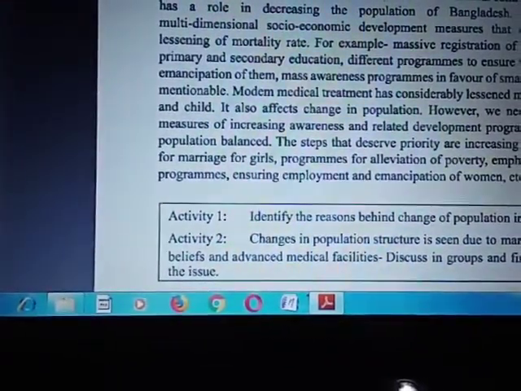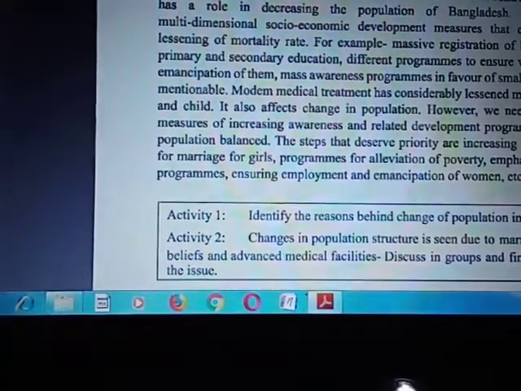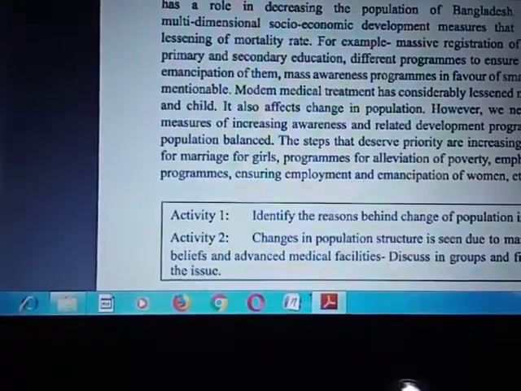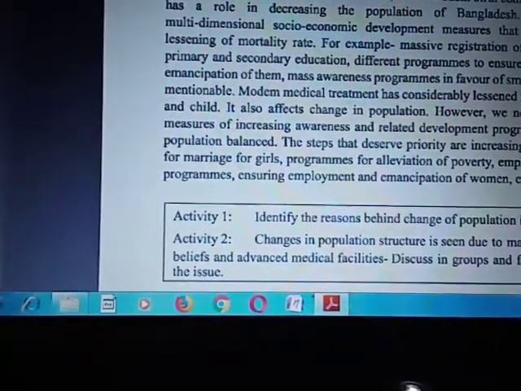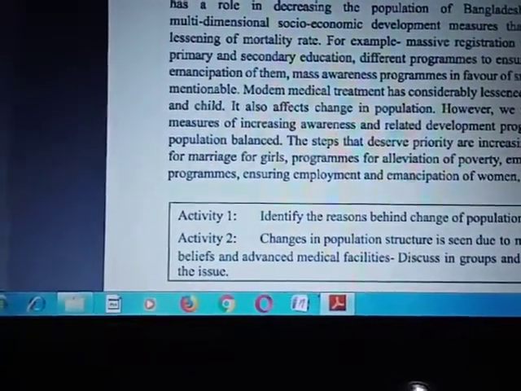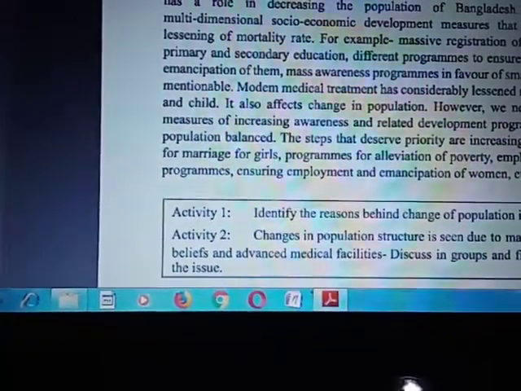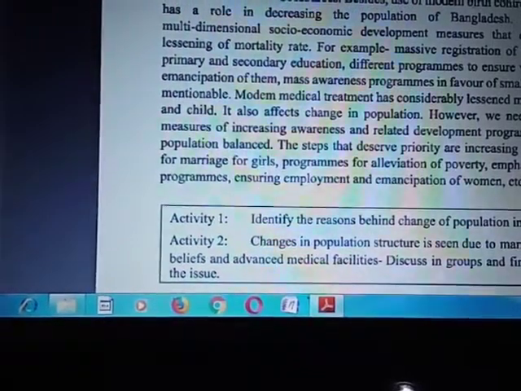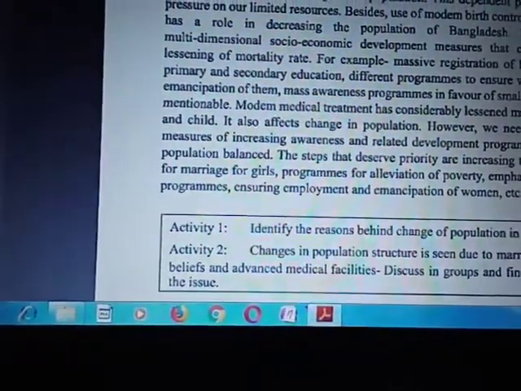developing country, and Bangladesh lies in the third world and Indian subcontinent. Use of modern birth control procedures also has a role in decreasing the population of Bangladesh.